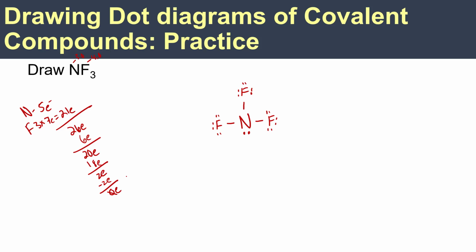Now we got to make sure that we have 8 electrons and have a fulfilled octet for every one of these atoms in the molecule. So now let's start counting. We have 2, 4, 6, 8 here. The fluorine is good. 2, 4, 6, 8 here. The nitrogen is good. 2, 4, 6, 8 here. The fluorine is good. The fluorine is good. This is a completed Lewis dot model, and it is looking A-okay.